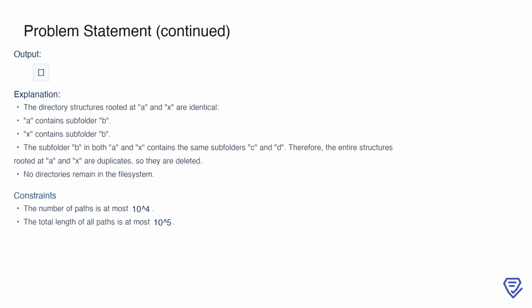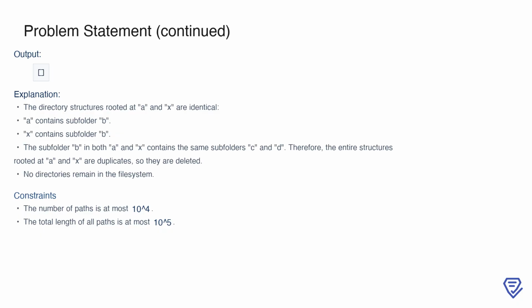In the third example, the input paths describe two main directories, A and X, each containing a subfolder B, which itself contains subfolders C and D. The directory structures rooted at A and X are identical because both contain the same subfolder B, and B has the same subfolders C and D. Since these structures are duplicates, both A and X are deleted entirely, along with all their subfolders. The output is again an empty list because no directories remain in the file system. This example reinforces the idea that duplicates are identified recursively, and any folder with identical subfolders will be treated as a duplicate and removed.